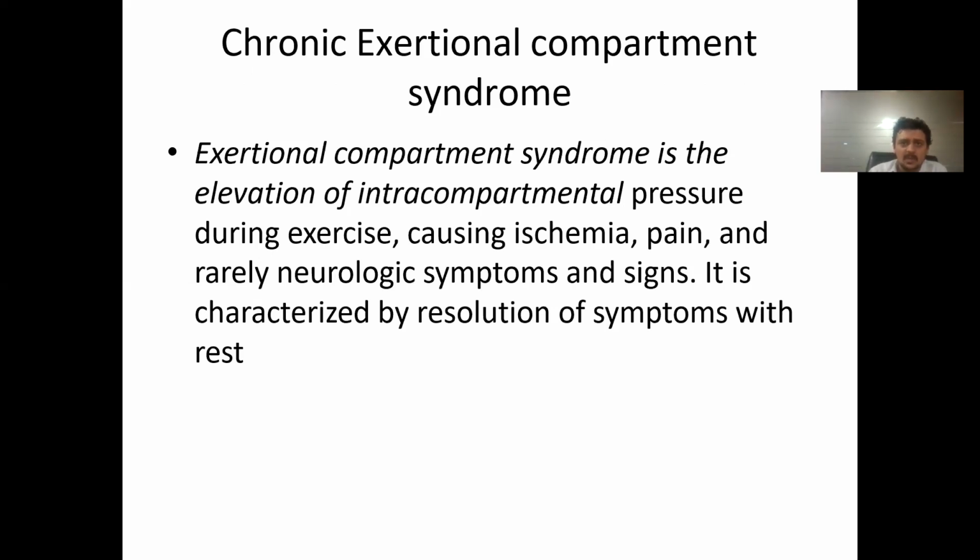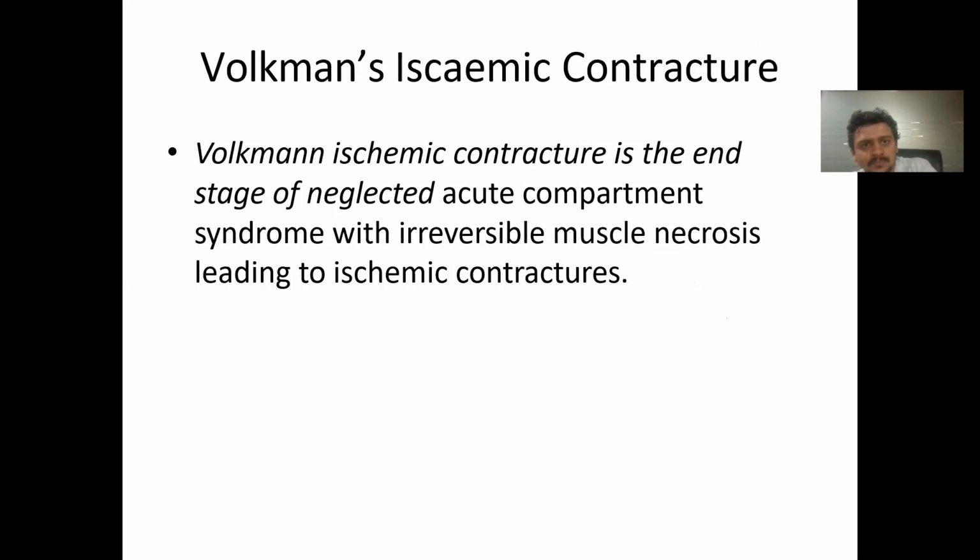Now chronic exertional compartment syndrome. It is the elevation of the intracompartmental pressure during exercise causing ischemia, pain, and rarely neurological symptoms and signs. It is characterized by the resolution of the symptoms with rest. So it is different from the acute, in that the chronic exertional compartment syndrome is relieved by rest. Now Volkmann's ischemic contracture is the end stage of the neglected acute compartment syndrome with irreversible muscle necrosis, leading to the ischemic contracture of the involved muscles.